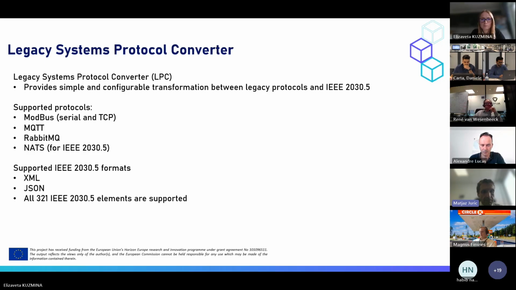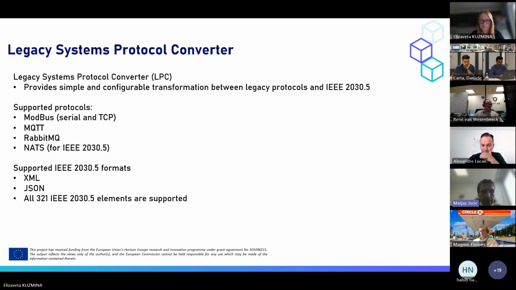But before I go to what's new, let me just briefly summarize. So the legacy protocol converter, or the legacy systems protocol converter, is a software component. This software component has been designed to efficiently transform several protocols among each other. Currently supported are Modbus, MQTT, RabbitMQ, and of course NATS.